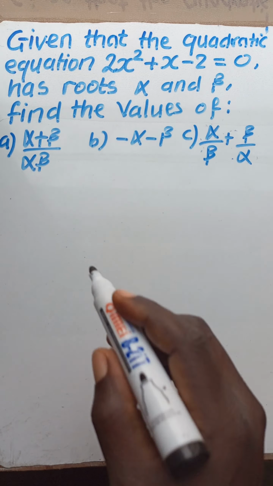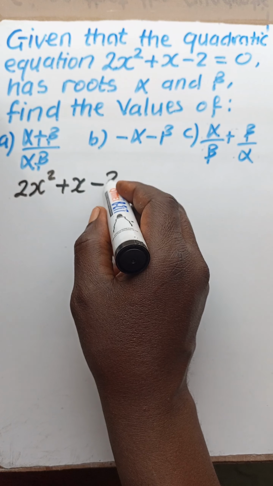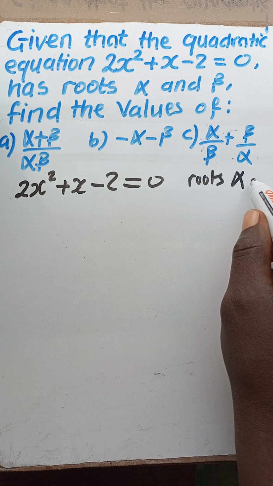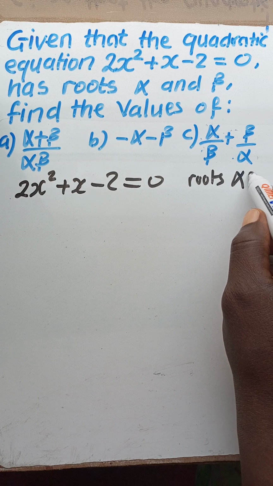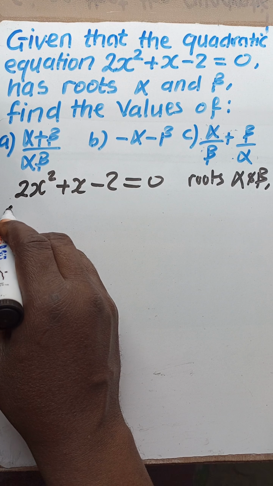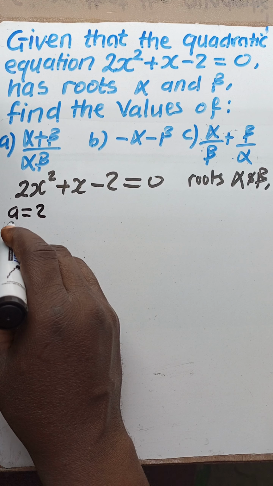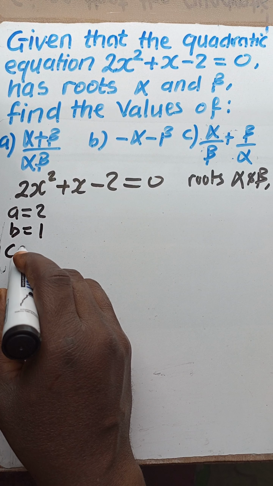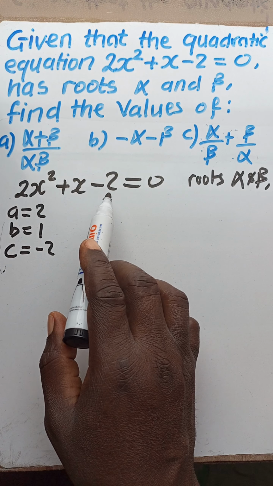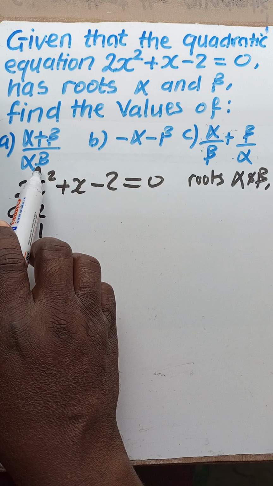Given the quadratic equation 2x² + x - 2 = 0 with roots alpha and beta. Okay, the first thing to collect are our coefficients. A is 2, B is 1, C is -2. A is the coefficient of the x² term, B is the coefficient of the x term, and C is the constant term. Now we're asked to find the exact values of (alpha + beta) / (alpha beta).